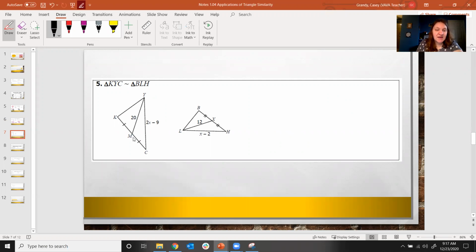In these triangles, we have medians because we have our midpoint of a side connected to the opposite vertex. And we know that medians are proportional. So I know that 20 is the median here and 12 is the median here. So I'll set up a ratio with those. So 2x minus 9 is the side from the first triangle, and x minus 2 is the side from the second triangle. I'm going to put parentheses around those right away so that when I cross multiply, I don't forget to distribute.